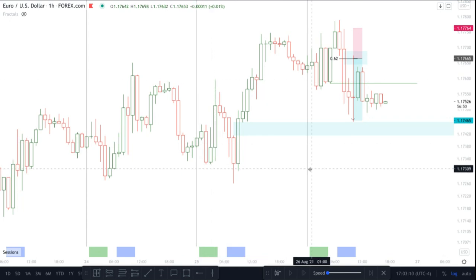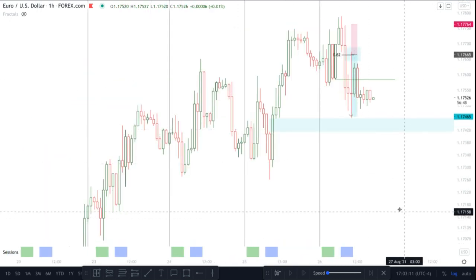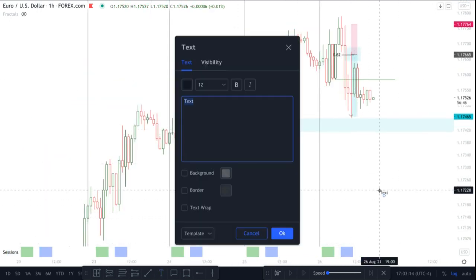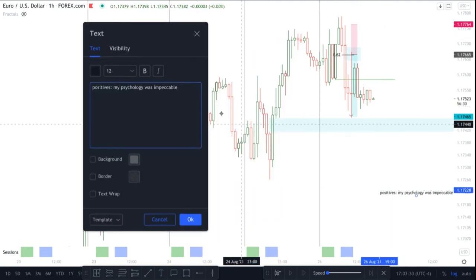So that was this week. The positives, I would say my psychology was impeccable and I followed all my rules every single day. I wasn't affected by the loss. I took this trade like nothing today following the loss. So that was a positive.